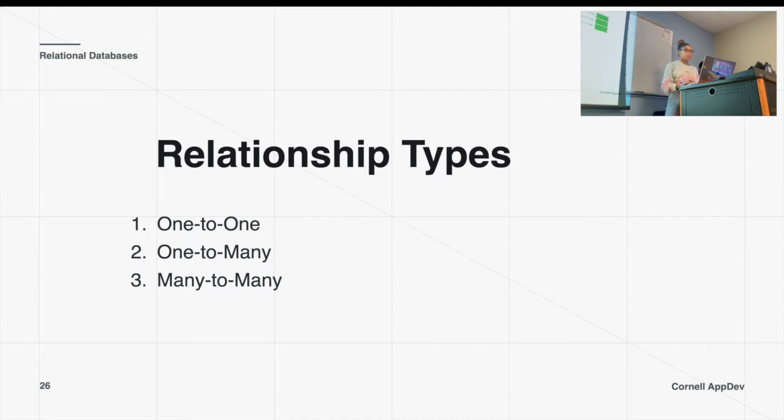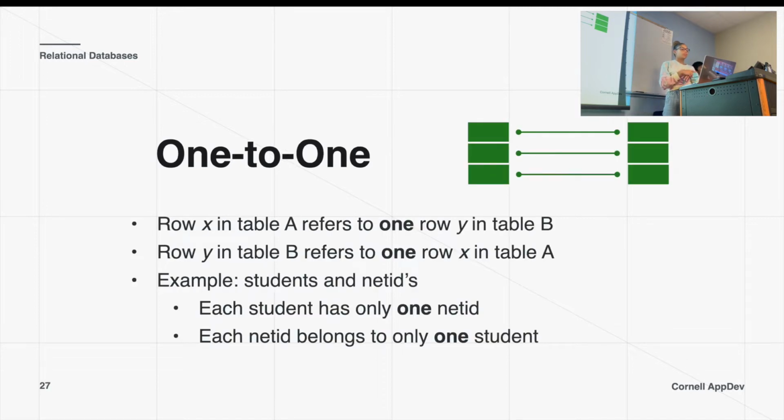So moving into the types of relationships, the first one being a one-to-one. Essentially, one entry in one table, one row, relates only to one other row in another table, and vice versa. A good example of this would be students and net IDs. Every student has only one net ID. You can't have multiple net IDs. And vice versa, every single net ID only corresponds to one singular student, meaning that one net ID can't belong to two different students.